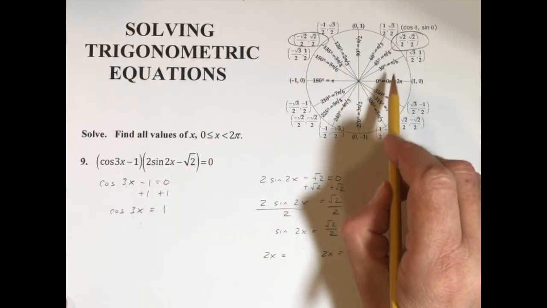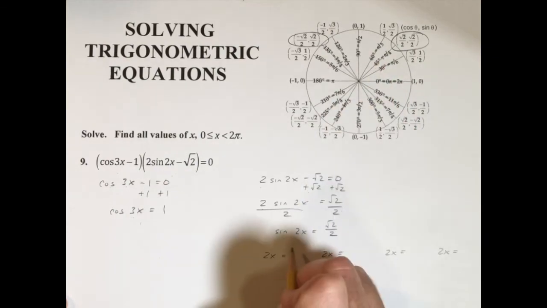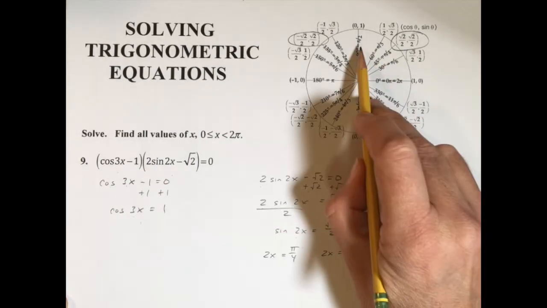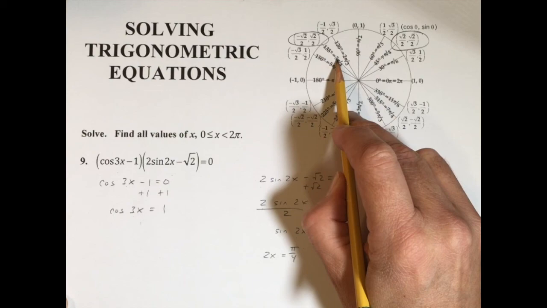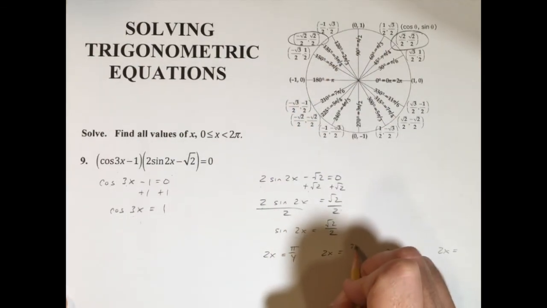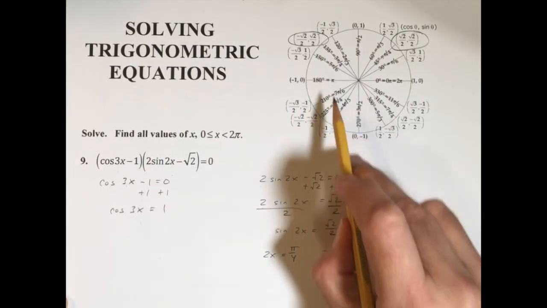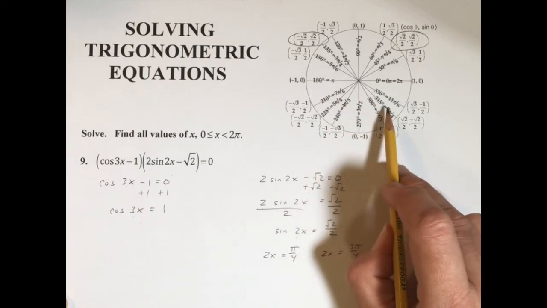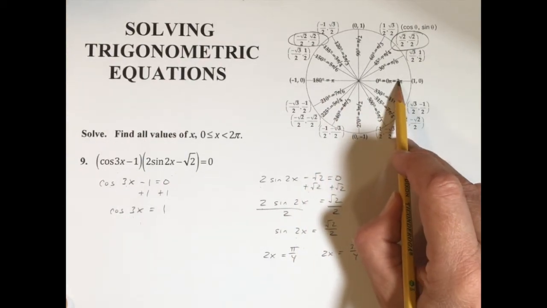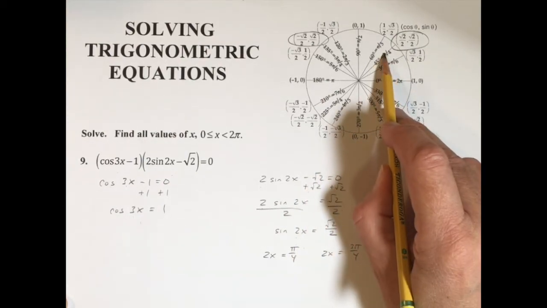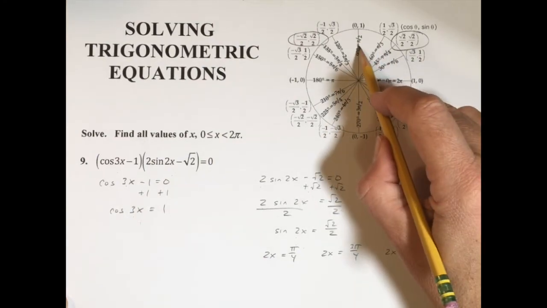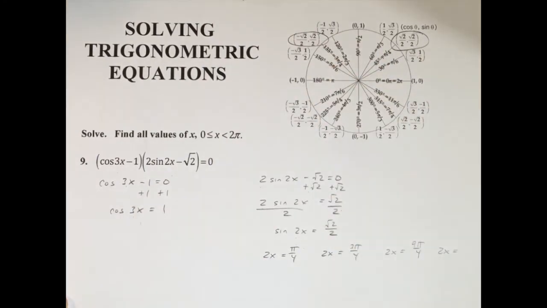We'll start at 0. Pi over 4, not 2 pi over 4, 3 pi over 4, not 4 pi over 4 or 5 pi over 4 or 6 pi over 4 or 7 pi over 4 or 8 pi over 4. Let's do our second spin. 9 pi over 4, not 10 pi over 4, but 11 pi over 4.